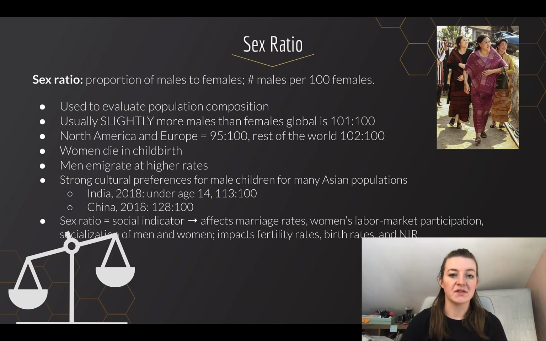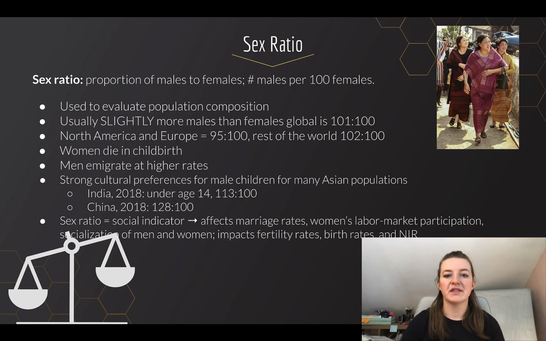There are a number of reasons this happens where we get unbalanced in our sex ratio. One of them is that women die in childbirth. When women die in childbirth, they are no longer in this ratio, and therefore they're skewing it to the male side. Men also emigrate, so they exit their own countries at higher rates than women to go find work, which can throw off balance and mean that we have more men in one country and fewer men in another. So that will throw our rates off quite a bit.